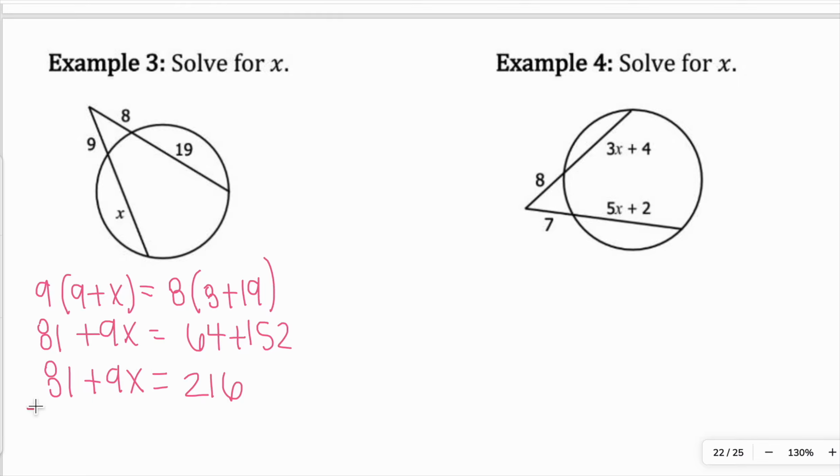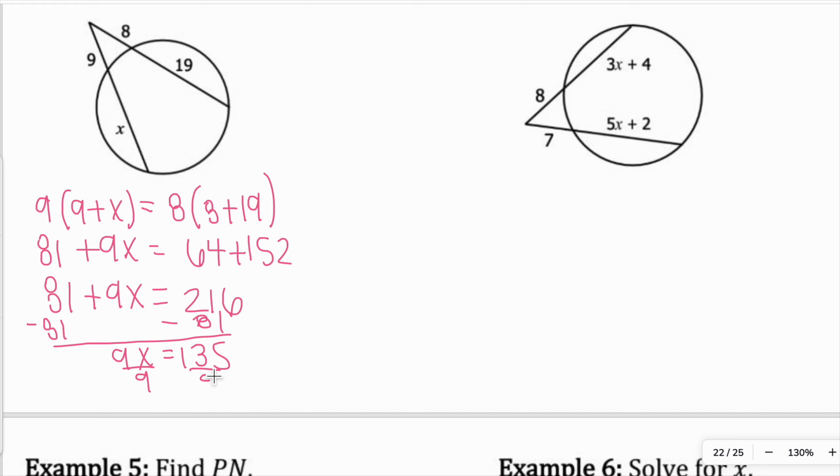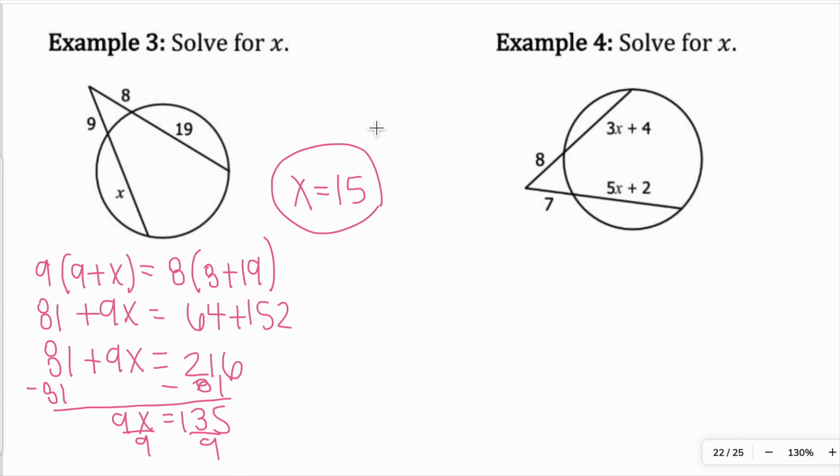Subtract 81 from both sides. We're going to end up getting 9x is equal to 135. And then dividing by 9, x is equal to 15. Okay. Example 4, also solving for x. So again, part to whole, part to whole. If you want to pause, this would be a good idea to try this one on your own, and when you're ready to check, click play.